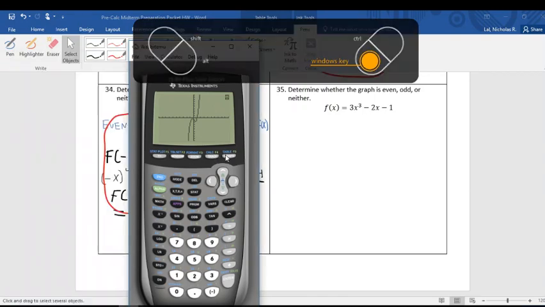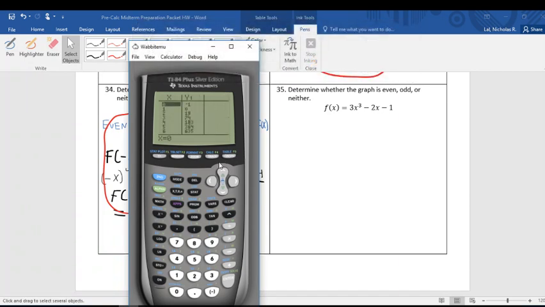Let's go to our table. 1 is 0. Oh, and this is actually going to be neither. Let's figure out why. Because that negative 1 is going to mess things up. So this is going to be neither. For example, let's look at our table of outputs here.